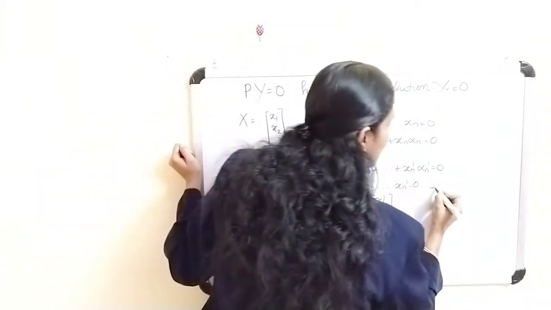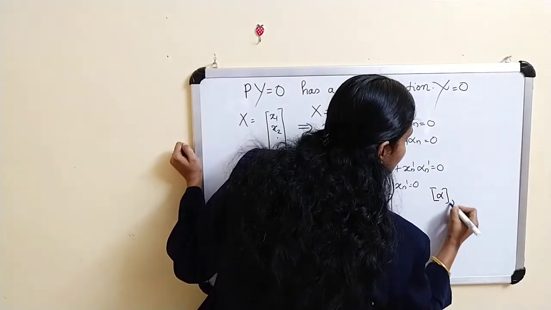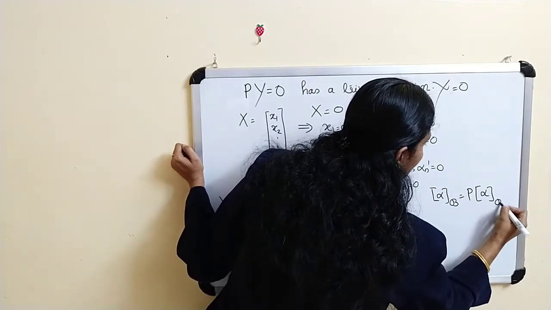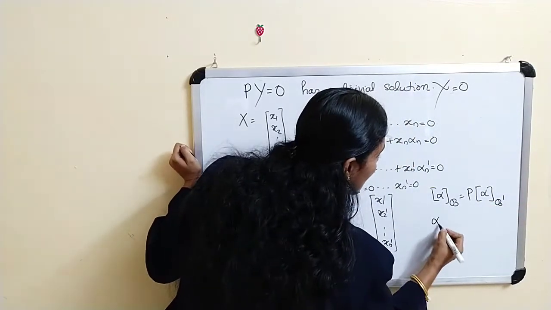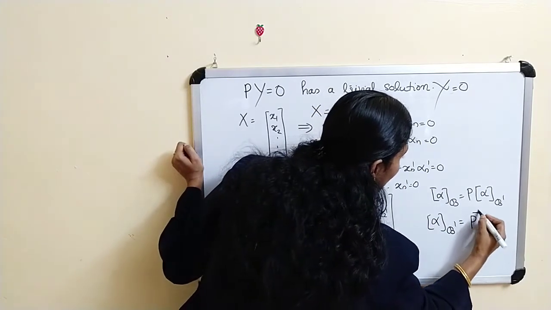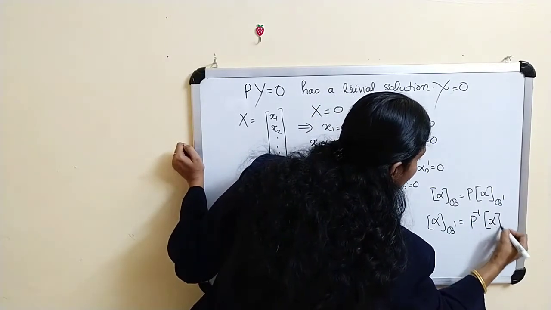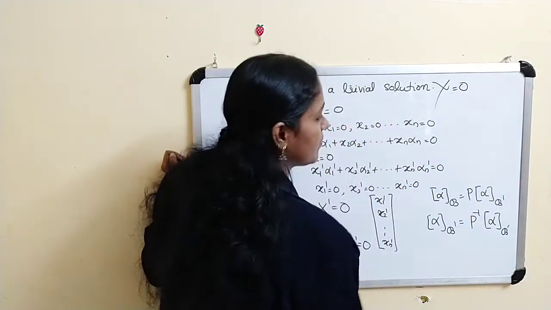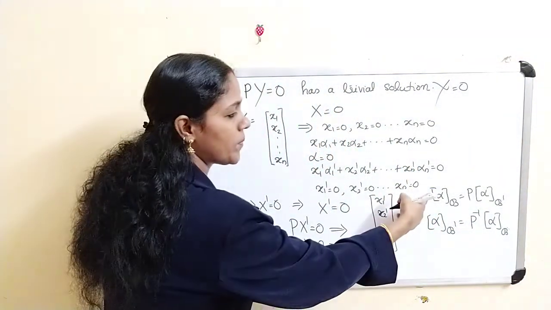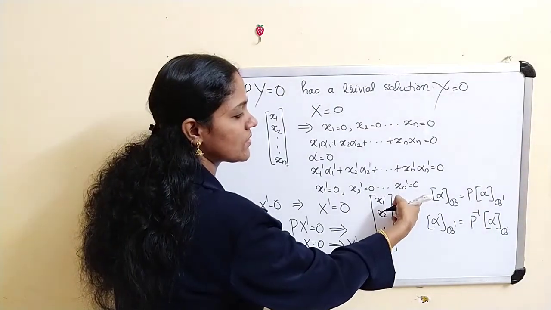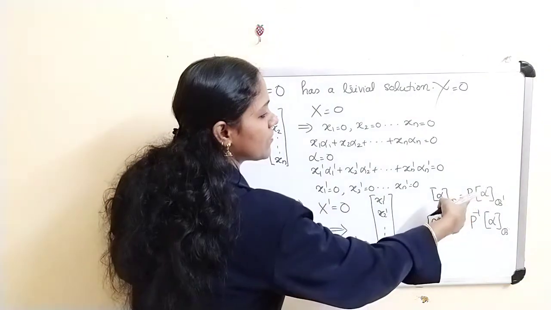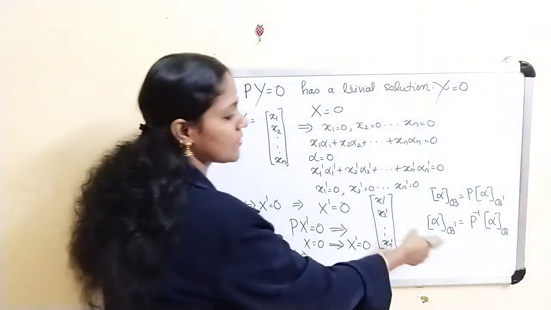Thus we get matrix of alpha related to the basis B equal to P into matrix of alpha related to the basis B dash. From this we get matrix of alpha related to the basis B dash equal to P inverse into matrix of alpha related to the basis B. Okay, multiply both sides by P inverse. P inverse is invertible. Therefore P inverse into P is I into this one.